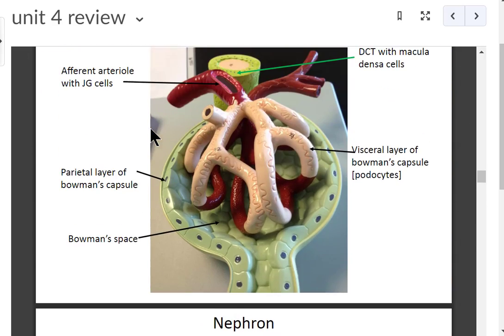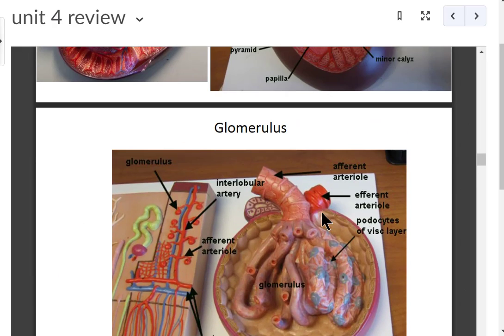Now here are again some models, looking at some special features. So up here you can see the same thing. This is the arcuate artery giving rise to the interlobular or cortical radiate, afferent arteriole. So here is the glomerulus. Always identify the glomerulus and follow that along. So here is the proximal convoluted tubule, then that will become the loop of Henle and will go around.